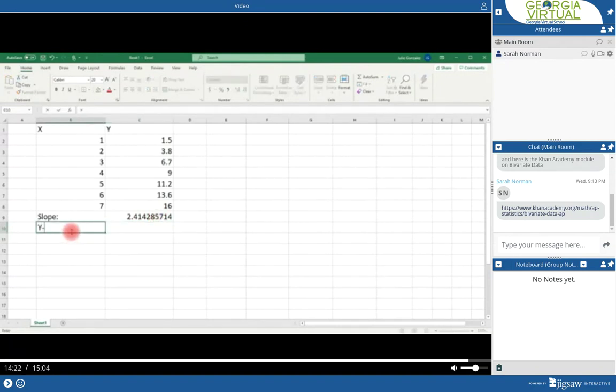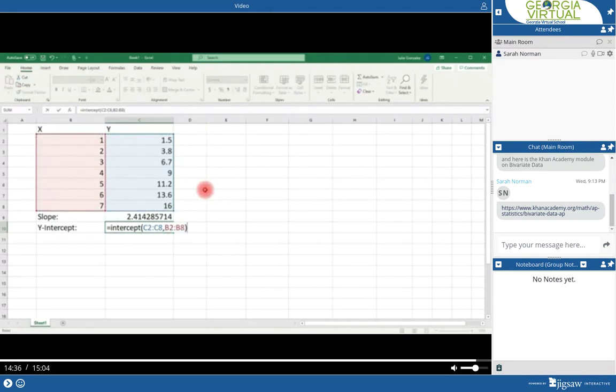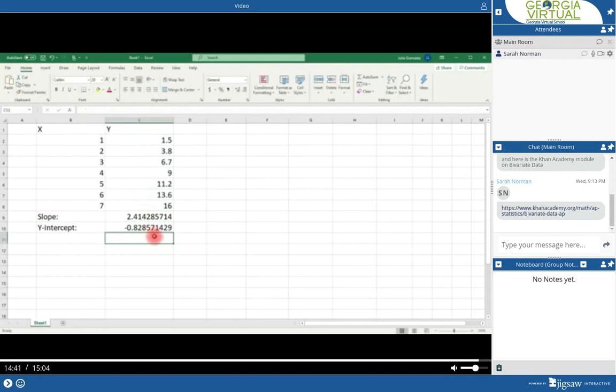So now we're going to calculate the y-intercept using Excel. If you type in equal, intercept, open parentheses, highlight the y values, press comma, and then highlight the x values, close parentheses, press enter. Now it gives you the b value, the y-intercept, which is negative 0.828571, which is what we had earlier as well. So as you can see, this is a very time-saving method to calculate the slope and the y-intercept of the linear equation that best fits the data.